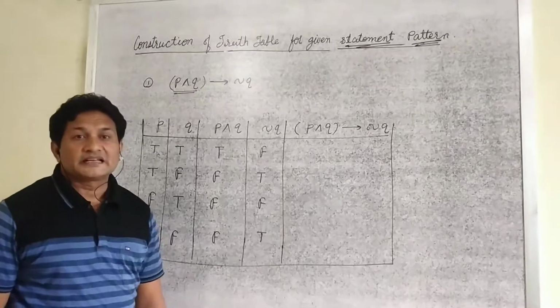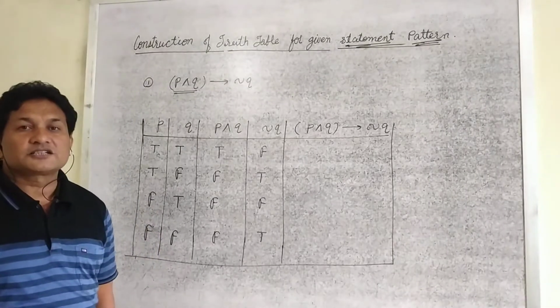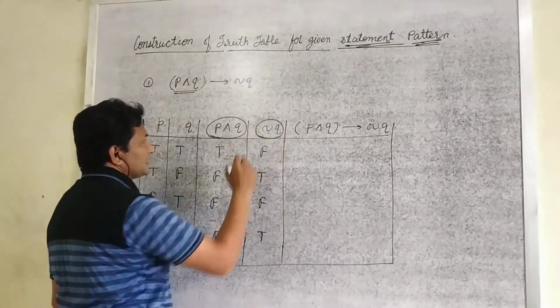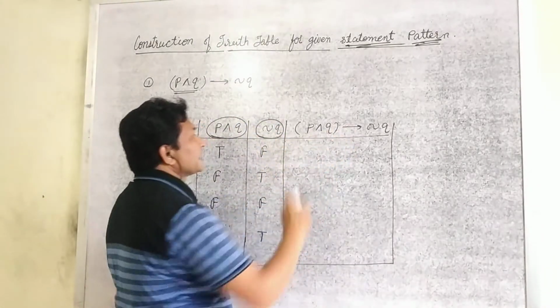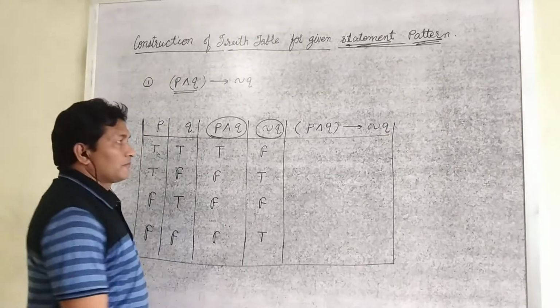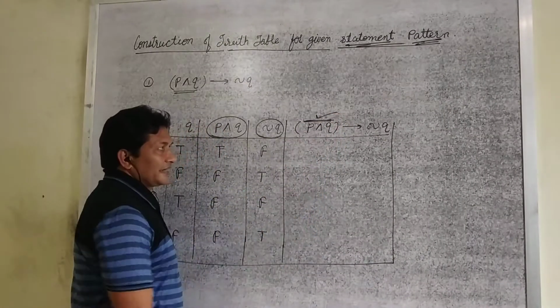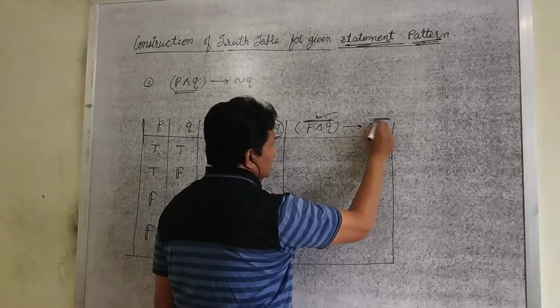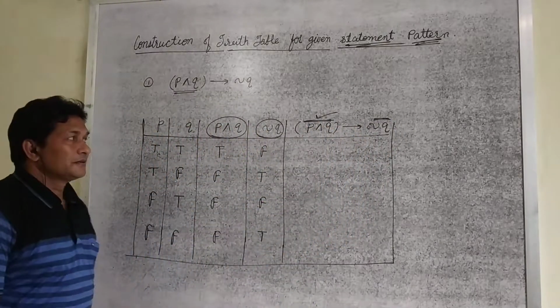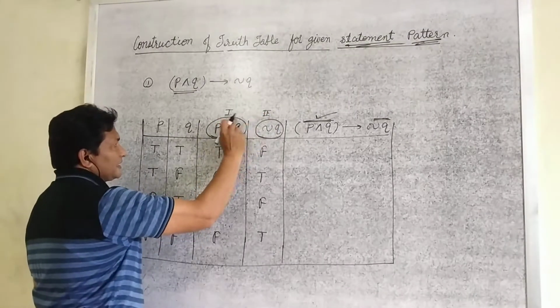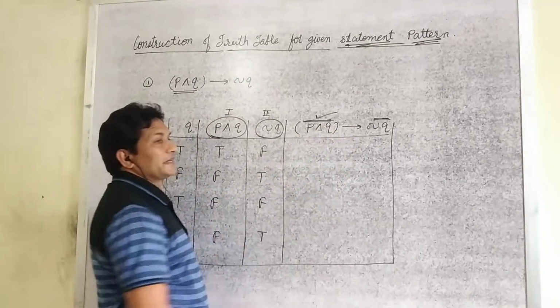Next, in the last column, we have to join two columns. So this is our first column, joined with negation Q by implication. First we have to take the value of this bracket. Then this value is joined with negation Q by implication. This is our first bracket, this is our second bracket, and we have to join these two by implication.